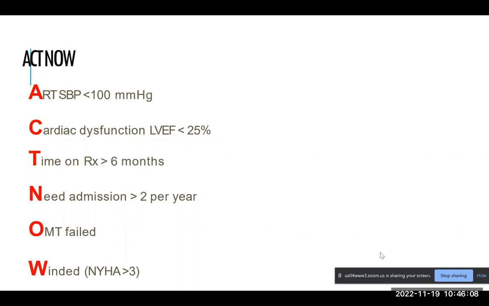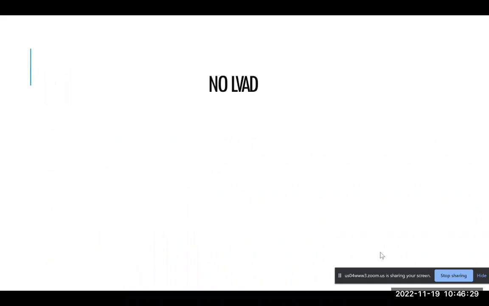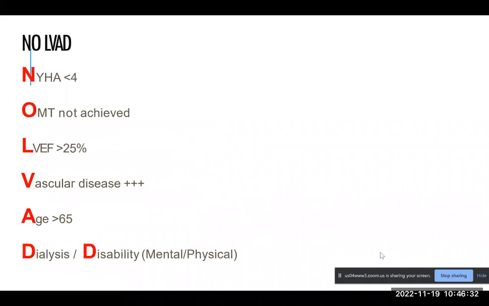Generally, refer if your systolic blood pressure is dropping, if you have severe LV dysfunction with EF less than 25, if on medical therapy for more than 6 months and needing admission more than 2 times per year, optimal medical therapy is failing, and the patient is having symptoms. Generally, contraindications for LVAD are NYHA class 3 and above, optimal medical therapy not achieved, ejection fraction more than 25, vascular disease, age more than 65, dialysis or disability.